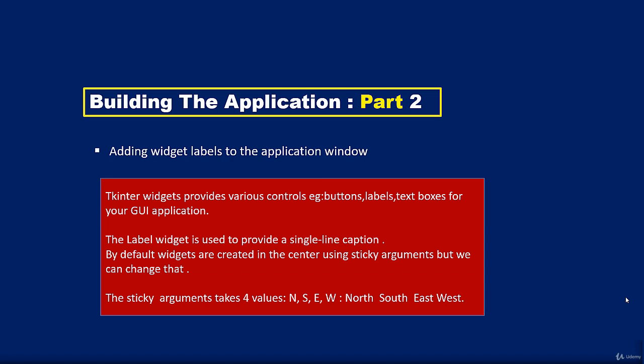By default, when widgets are created, they are positioned in the center, and they do that by using sticky arguments. There's usually 4 types of sticky arguments: north, south, east, and west. So you can change the default position by specifying whatever value you want for the sticky argument.